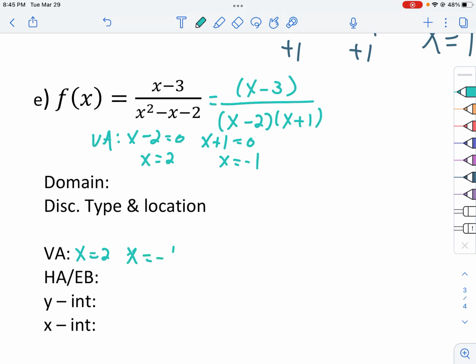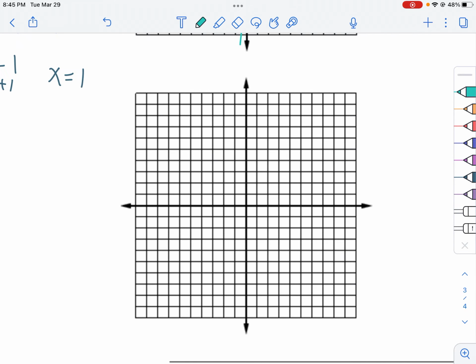Let's write those as 2 separate equations. Discontinuity, type, and location, we have infinite. It's the only type that we have, and it's at 2 and negative 1 for x values. Let's say x equals 2 and negative 1. Domain, all real numbers. X cannot be 2 or negative 1. And then we can graph that. So let's go positive 2, negative 1.